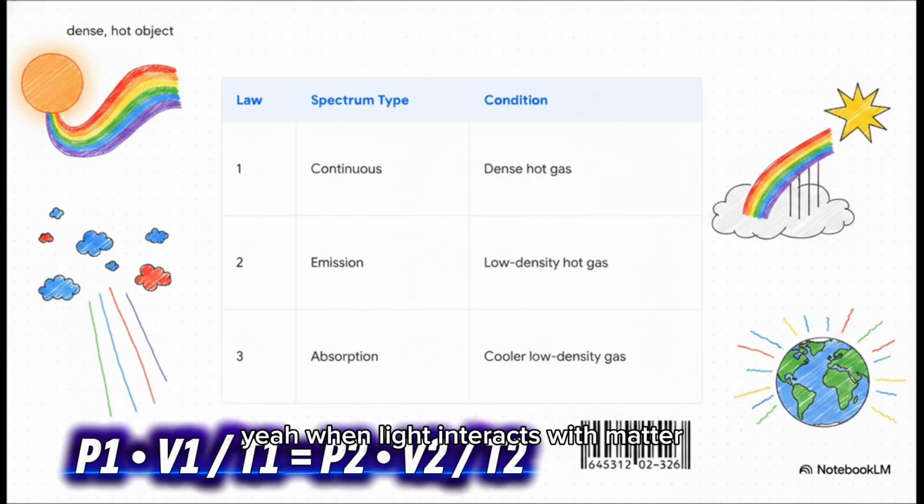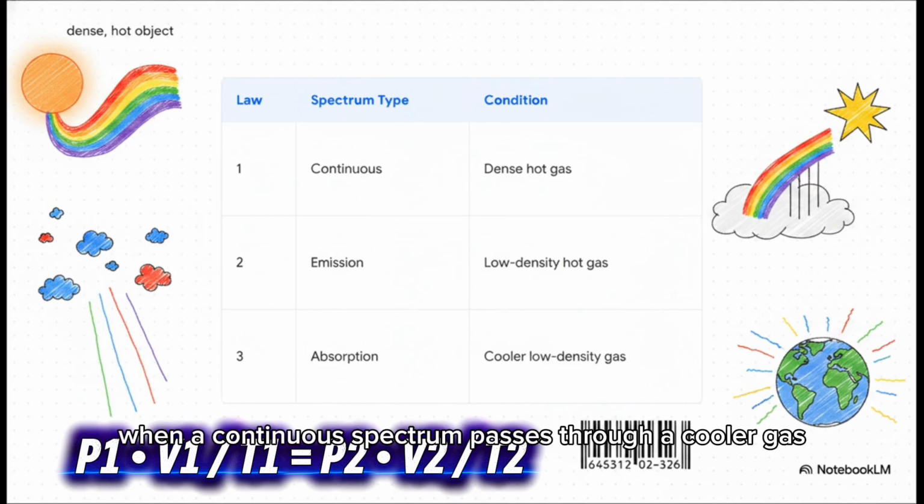Yeah, when light interacts with matter, the details get even richer. Think of Kirchhoff's 3 laws of spectroscopy like a cosmic barcode scanner. A dense, hot object gives us a continuous rainbow of light. But a hot, sparse gas only emits specific lines of color. Most crucially for astronomers, though, when a continuous spectrum passes through a cooler gas, like a star's atmosphere, that gas absorbs specific colors. This tells us exactly what elements are hiding in that gas.